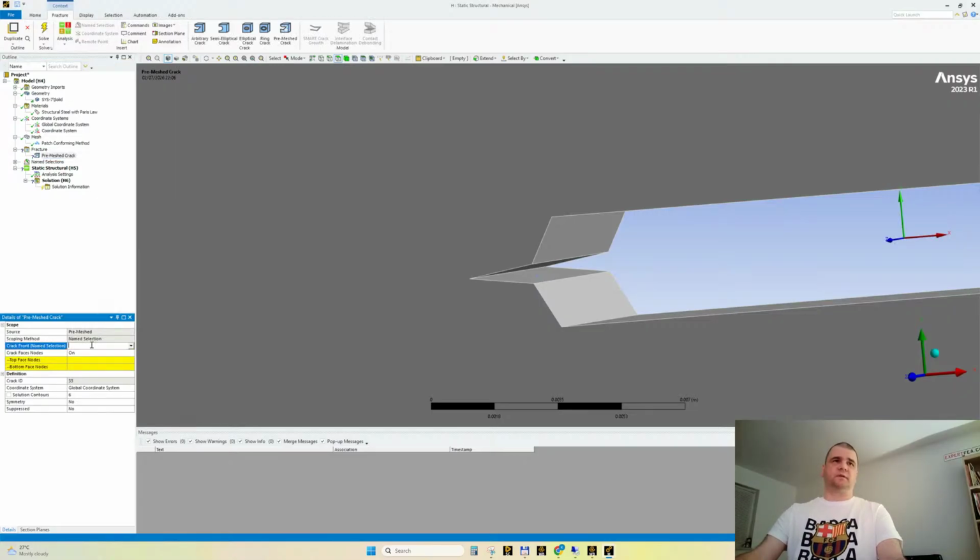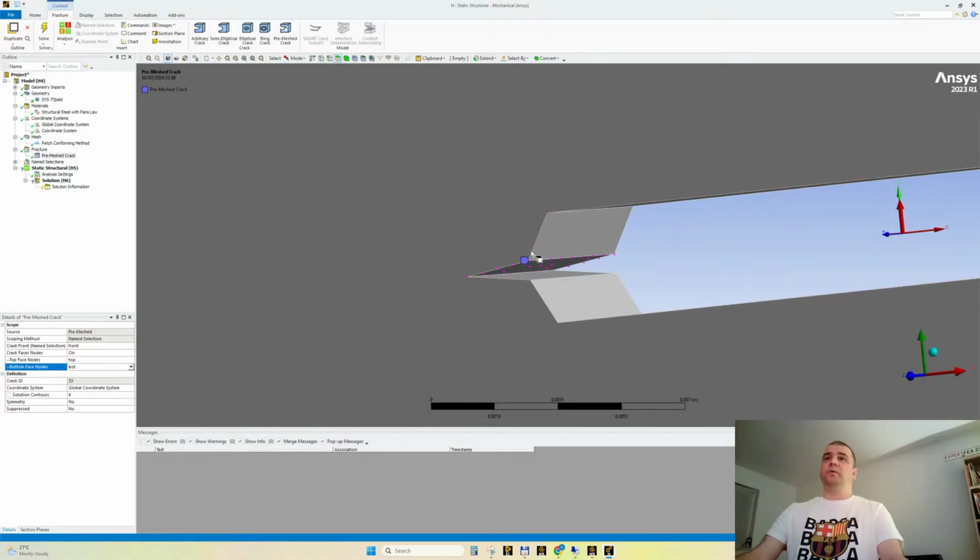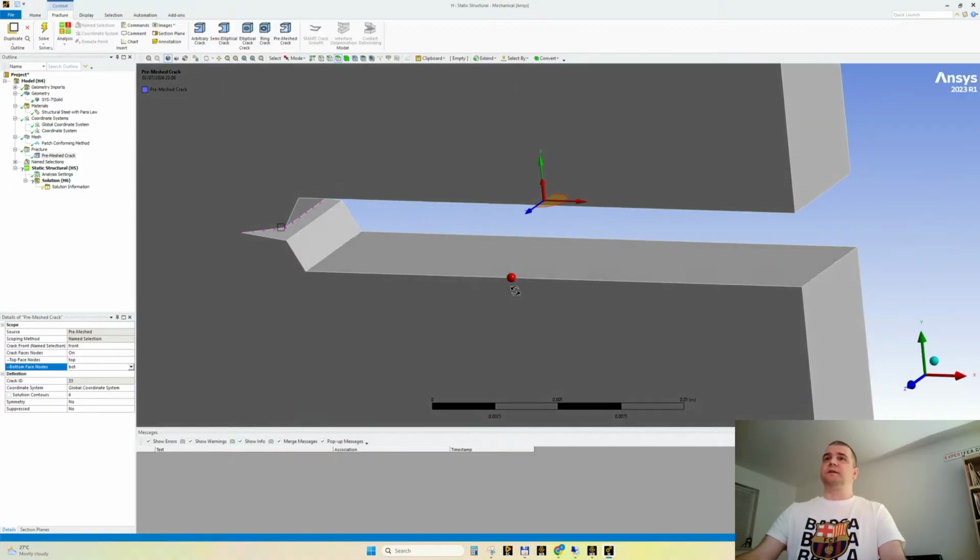Crack front, until we find the front, top, and bottom. Crack front, top face, bottom face. Now the crack looks like here. Look.